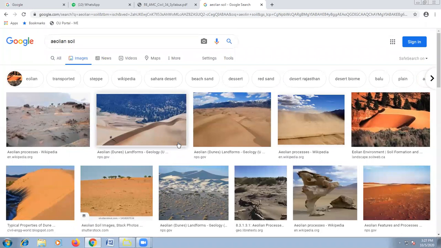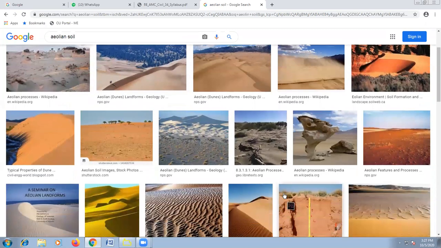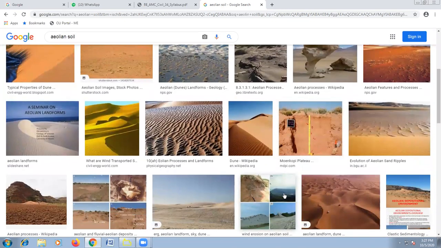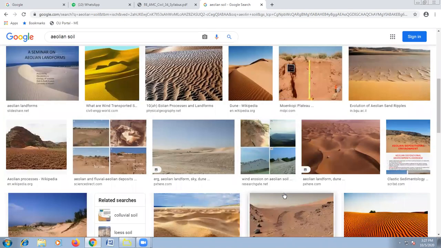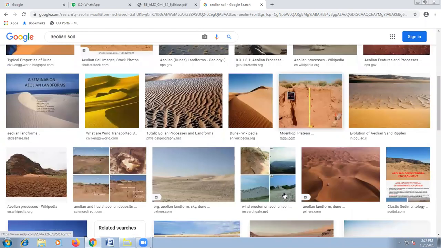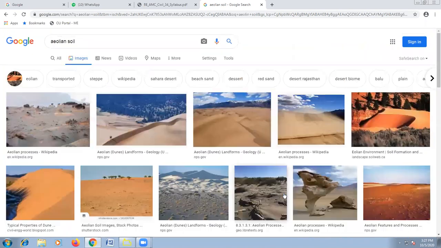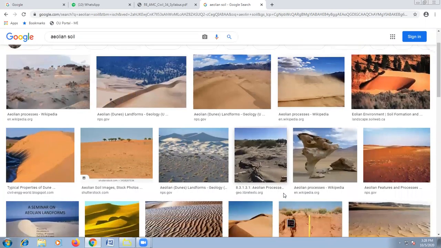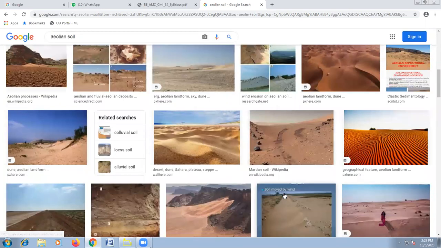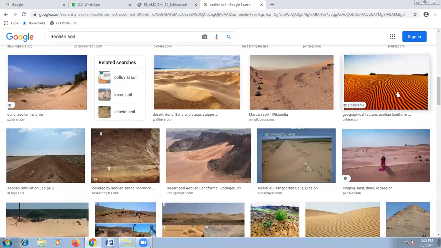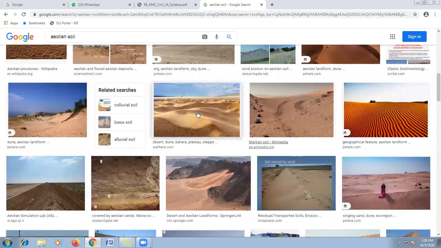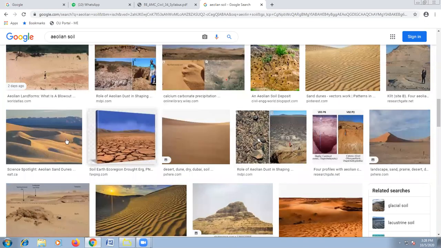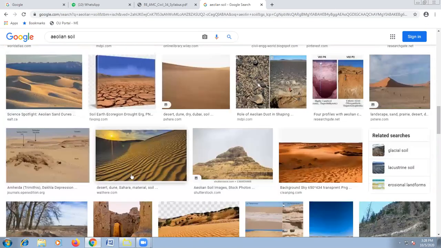Aeolian soils are the types of soils which have been transported by winds. Generally, you might have heard about sand dunes in desert areas. These aeolian soils, wind is predominantly effective in desert areas. You can see the aeolian landform here. In deserts you can find the sand dunes. You can see the aeolian sand dunes over here.